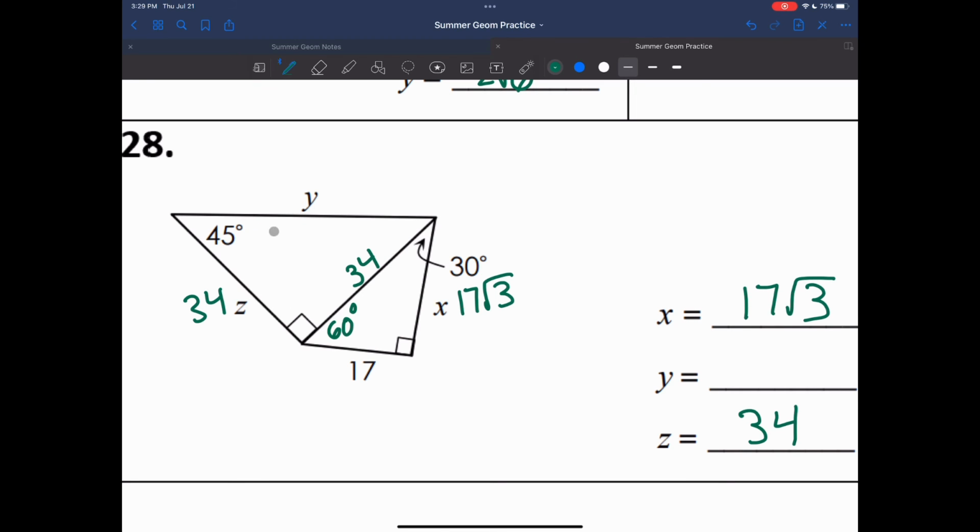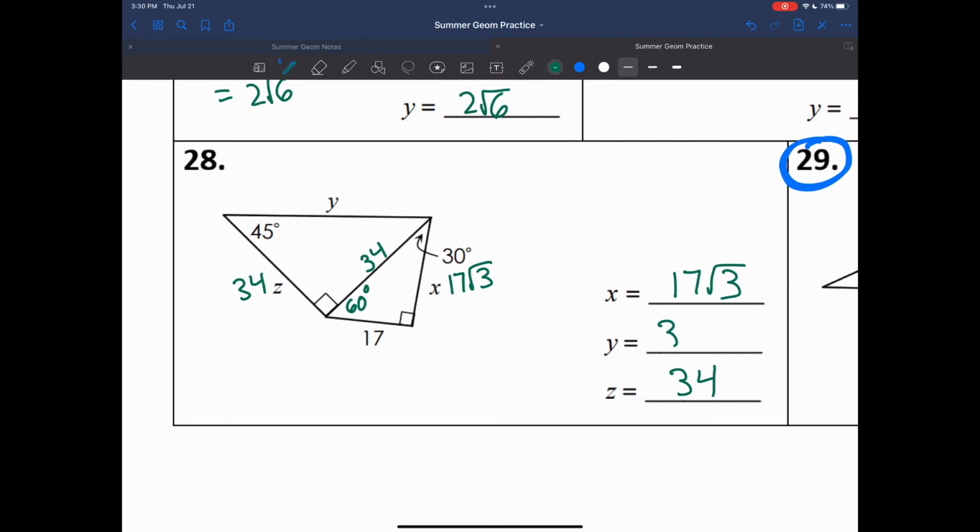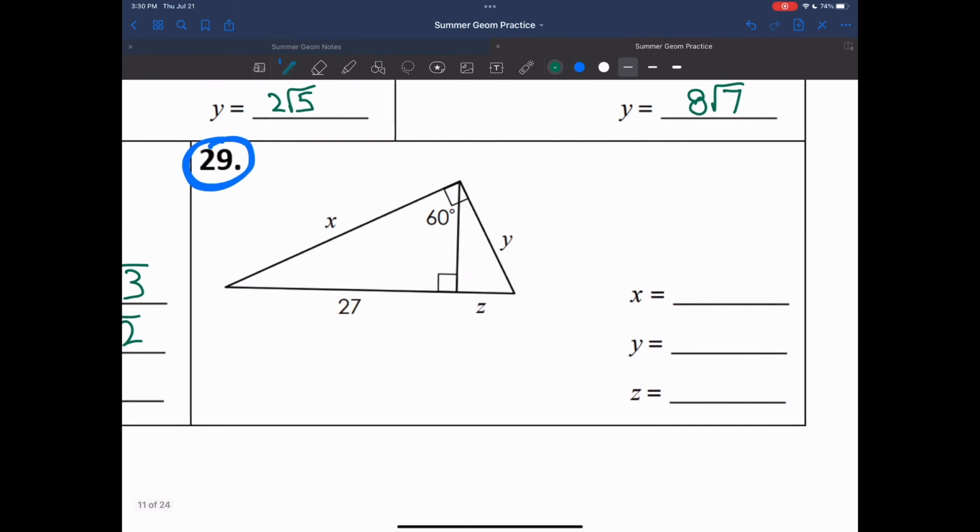And then to find our hypotenuse, we know we just multiply 34 by the square root of 2. So Y is just equal to 34 square root 2. Not too terrible, just a little multi-step. All right, last problem here.